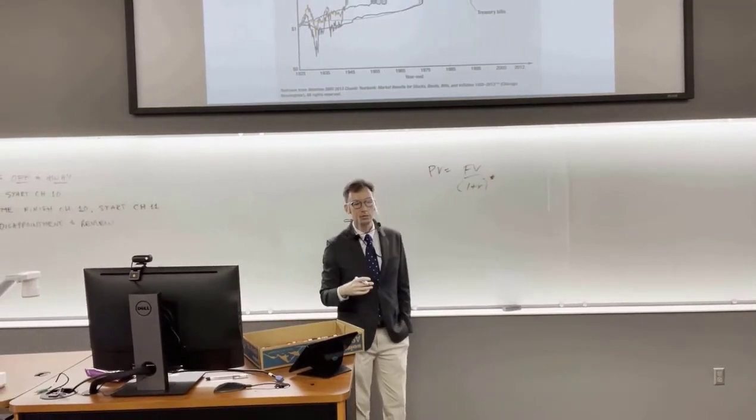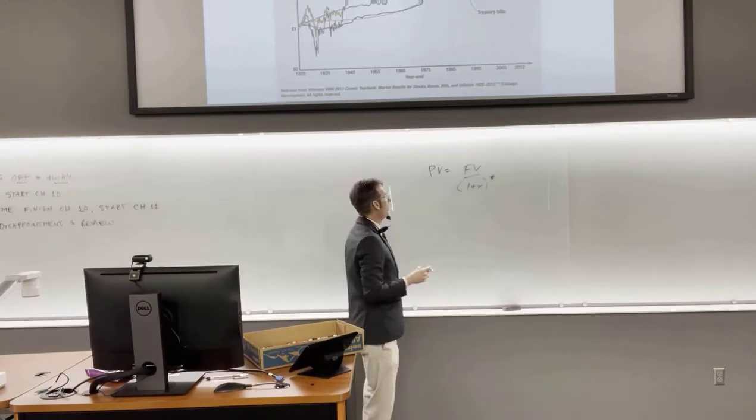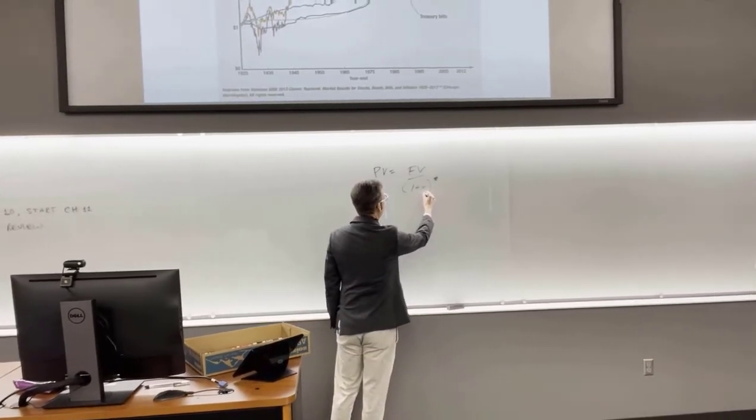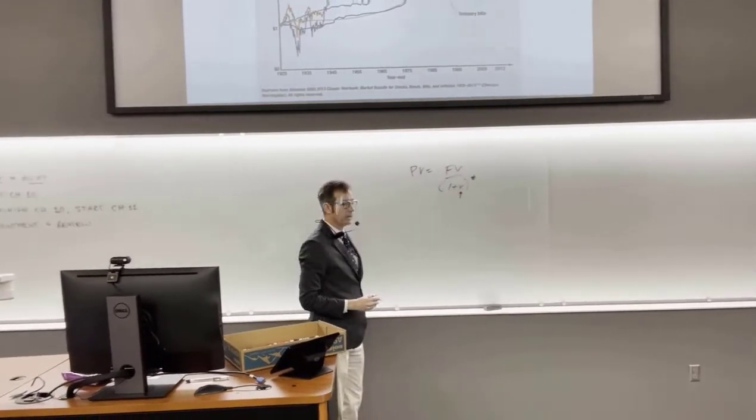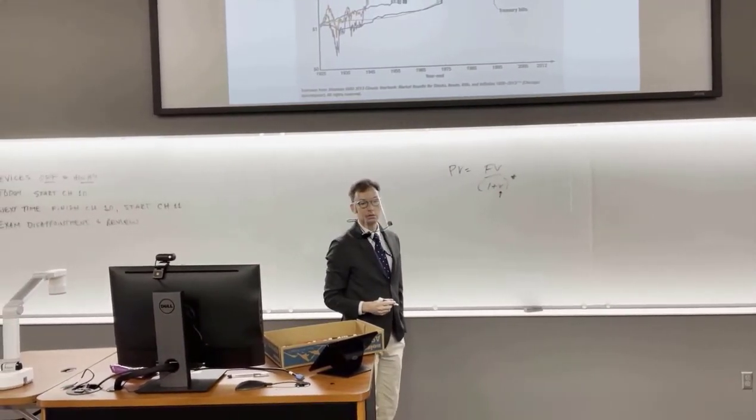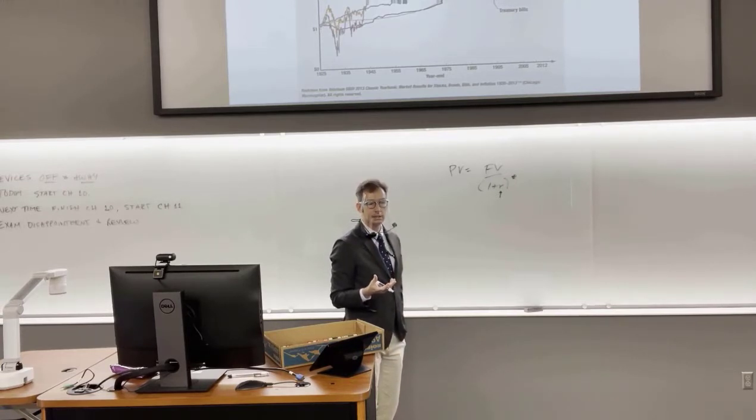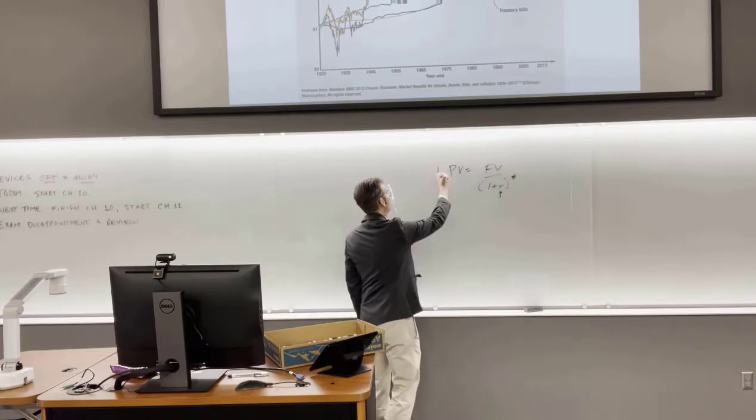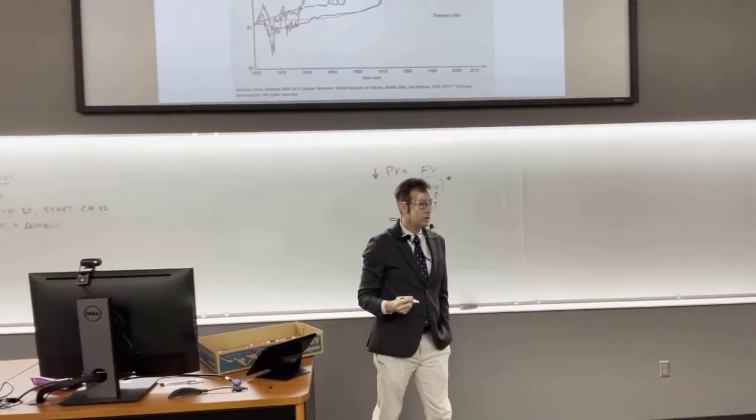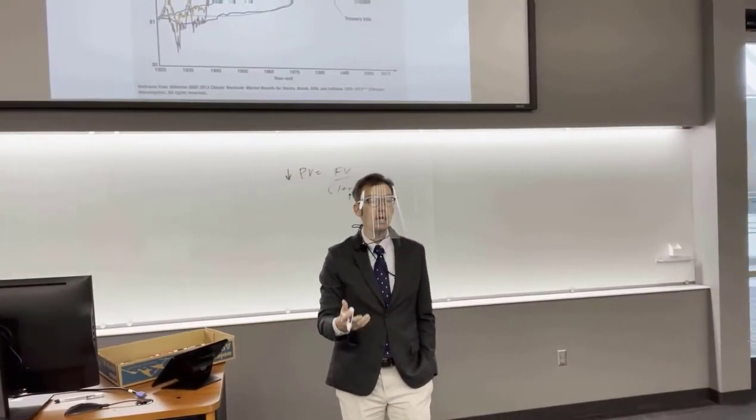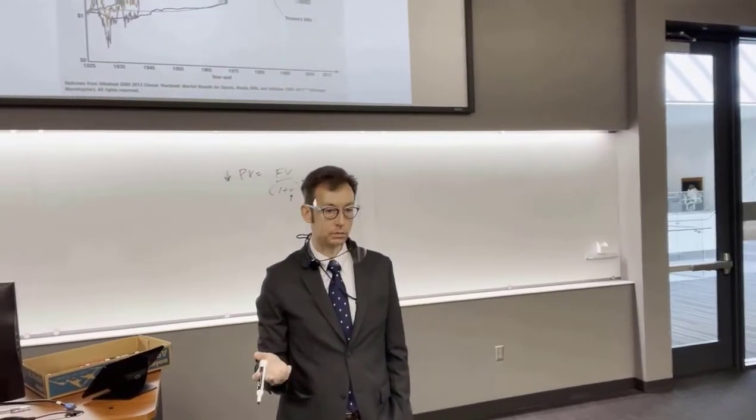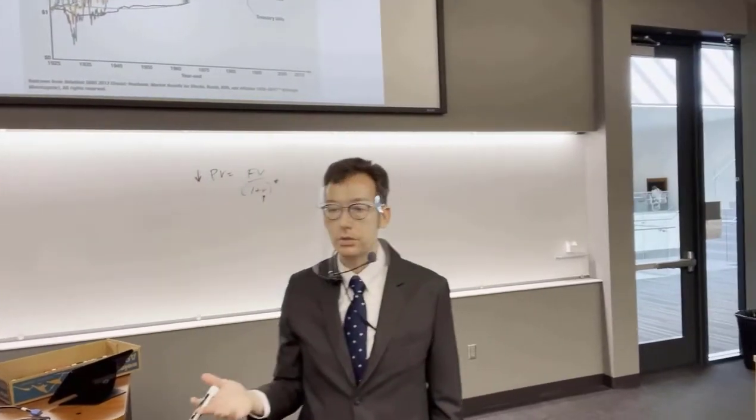If you actually bothered to watch my chapter 4 stuff, you know that. Now, what if interest rates go up? What happens to present value? If I divide by a bigger number, what do I get? I get a smaller number. And so when interest rates go up, bond values go down. And so those are the two things going on here.